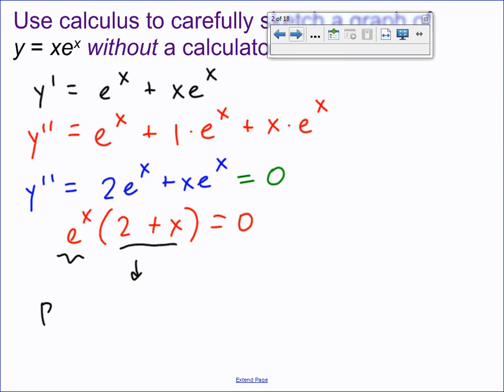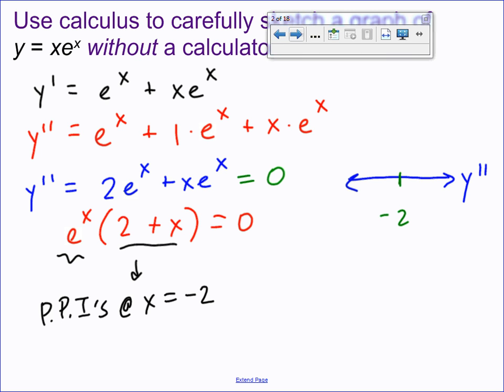It looks like I've got potential point of inflection x coordinates at x equals what? Negative 2? At x equals negative 2? Awesome. Let's go ahead and make a y double prime sign chart this time. And on it, we'll put our potential point of inflection x coordinates. Looks like negative 2. All right, what's a convenient x coordinate to the left of negative 2?